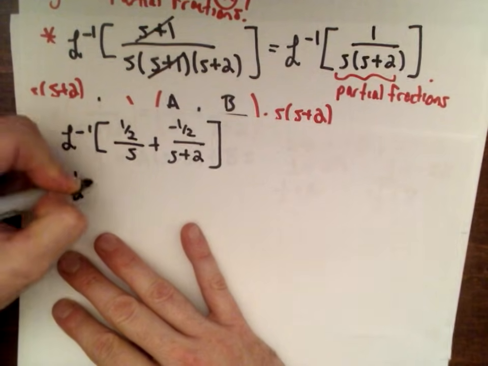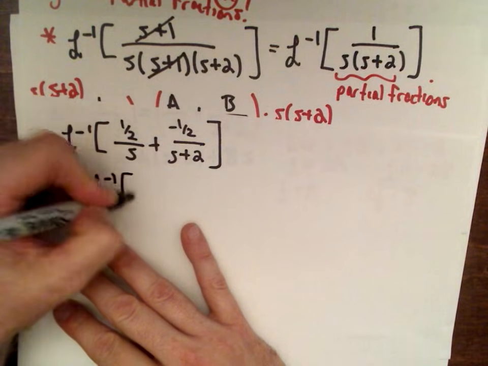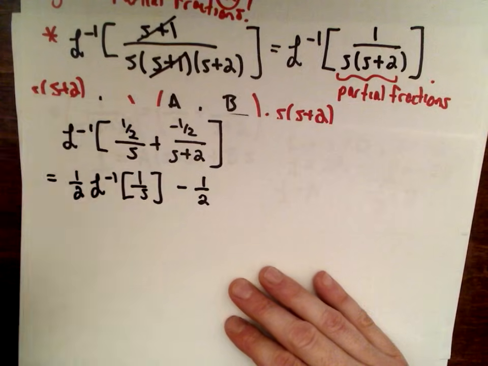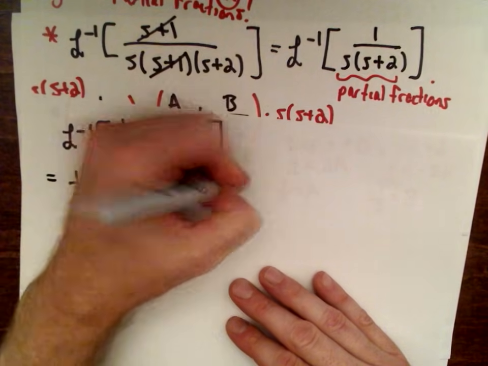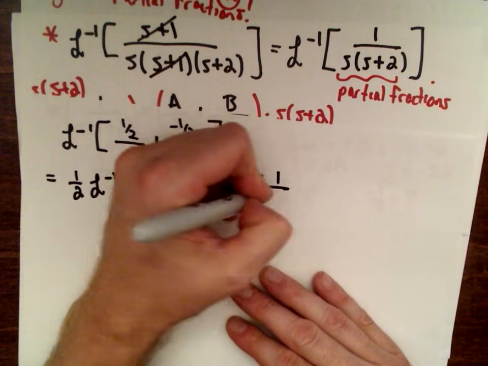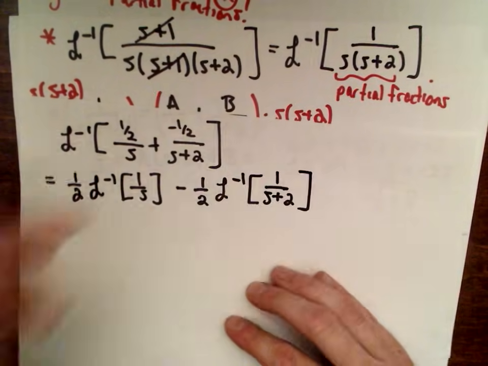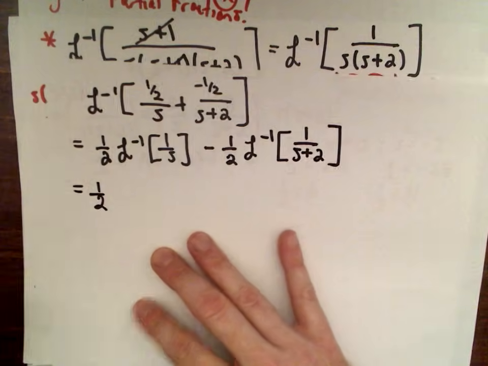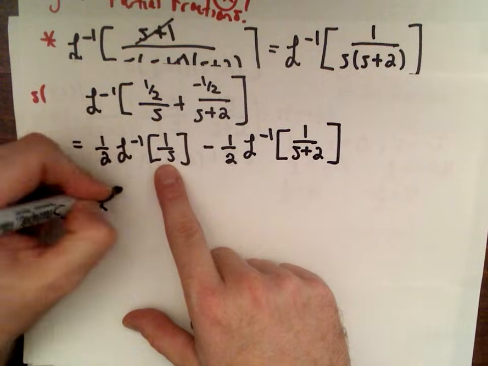So we've got 1/2 multiplied by the inverse Laplace transform of 1 over s, minus 1/2 times the inverse Laplace transform of 1 over s + 2. Now I'm just getting this stuff straight from a table. So the inverse Laplace transform of 1 over s, that's just 1.